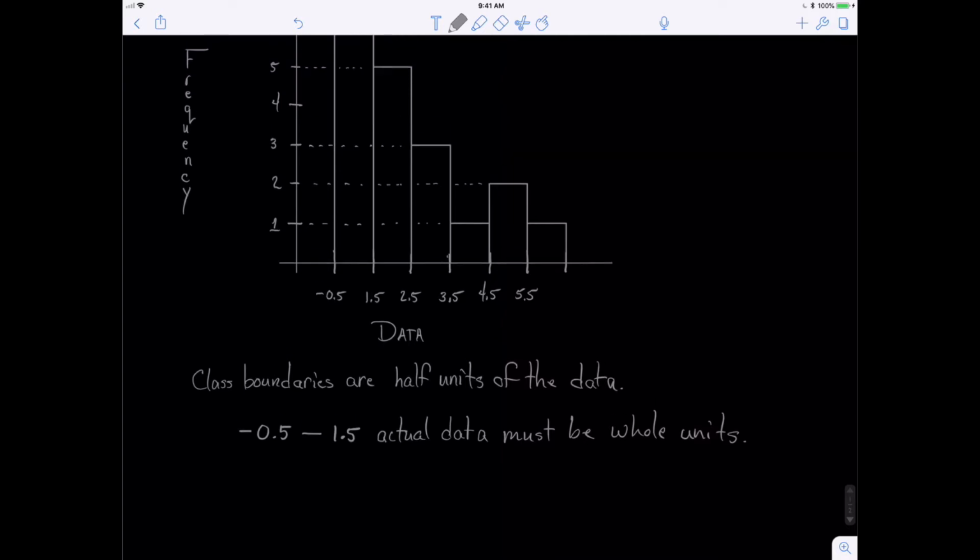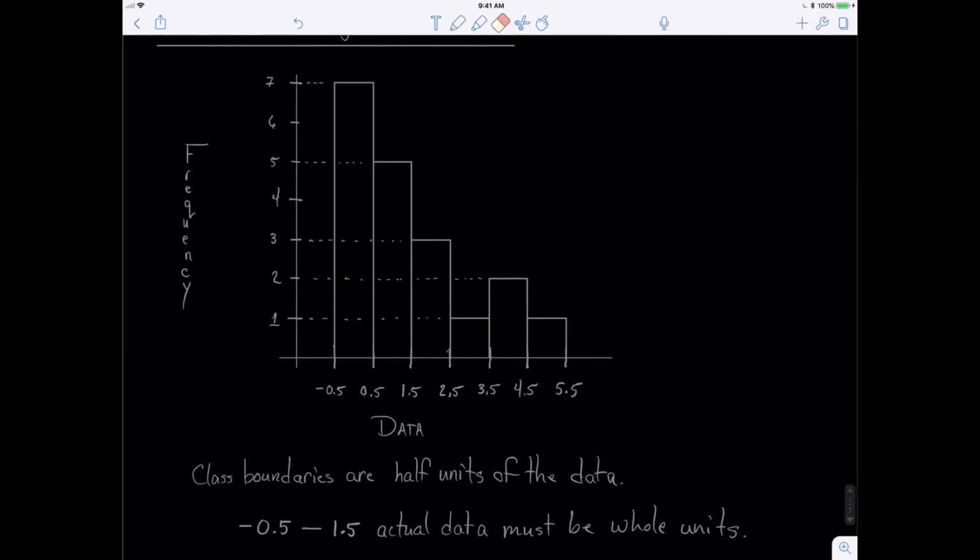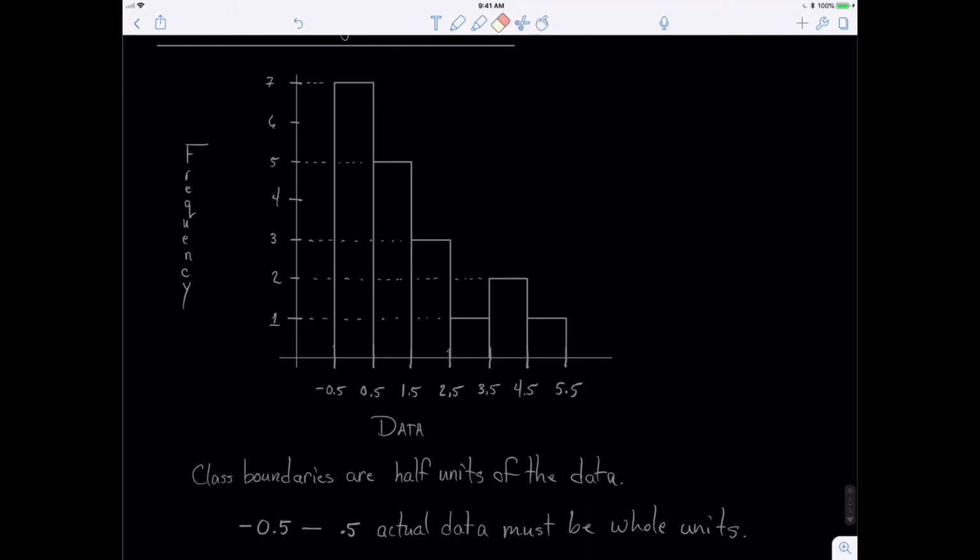Oh, you know what? My graph is slightly off. Let me fix that. My graph should have been negative 0.5 to 0.5, 0.5 to 1.5, 2.5, 3.5, 4.5, and 5.5. There we go. I need to correct that right there as well.